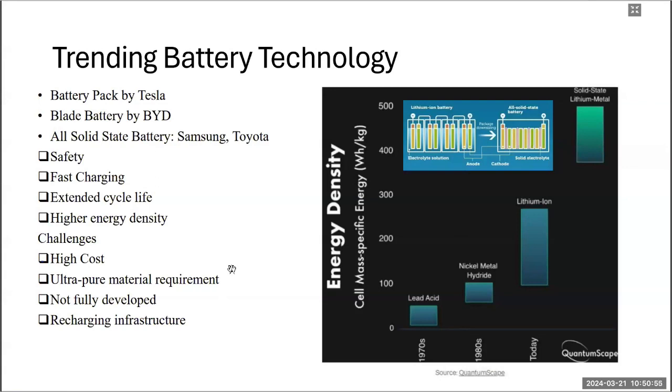And you know all about the Tesla, the BYD. They are also a very good company of Chinese car maker, electric vehicle maker. Samsung, Toyota is also coming into the picture in the business of lithium ion battery. And you can see here in 1970s, the nickel battery has the highest market share or the cell mass specific energy. But today, lithium ion battery actually has the highest energy density and also has the highest market share.